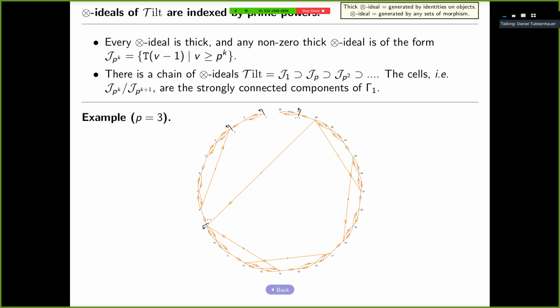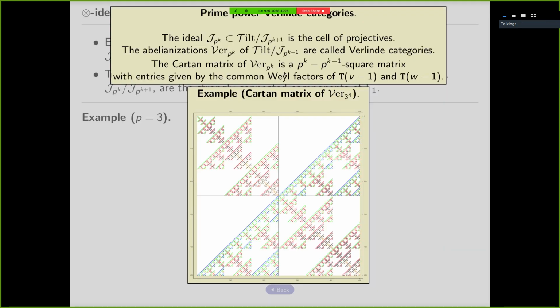p squared, p whatever. And now we can take the quotient by those ideals, like you can just take a quotient of a ring by an ideal, and you get what people call the Verlinde category, or the Verlinde categories. It's just corresponding to some prime power. It's just tilting modulo the corresponding ideal. And it turns out that this category actually has projective modules, and it has enough projective modules.